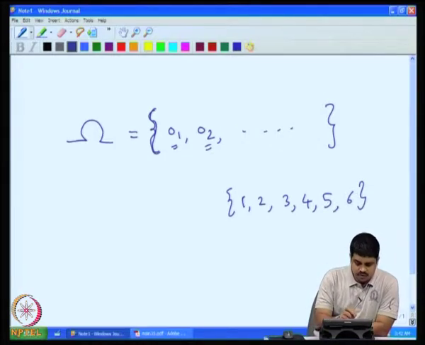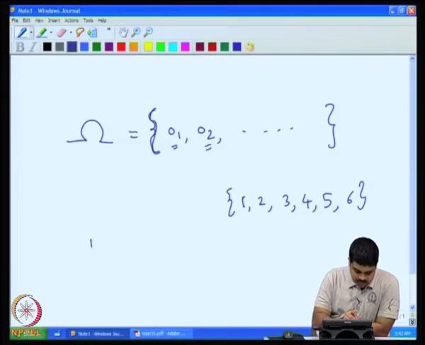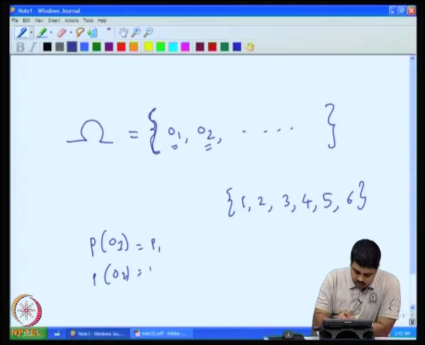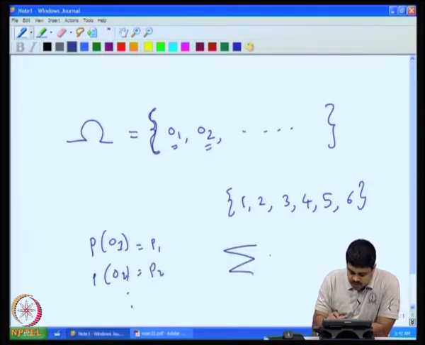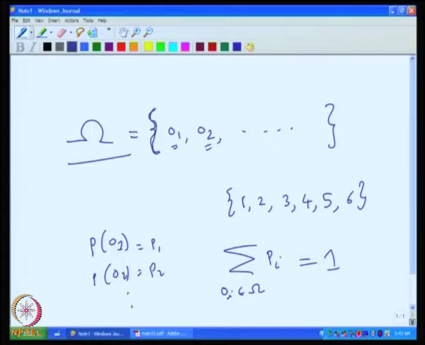Now, in a probability space, each outcome is associated with a probability value. Say P of O1 is P1, P of O2 is P2, and so on. When you sum up these probability values over all the possible outcomes in this sample space, it will turn out to be 1, and the probability values themselves are always between 0 and 1. These are the things we have to remember. The total probability is equal to 1.